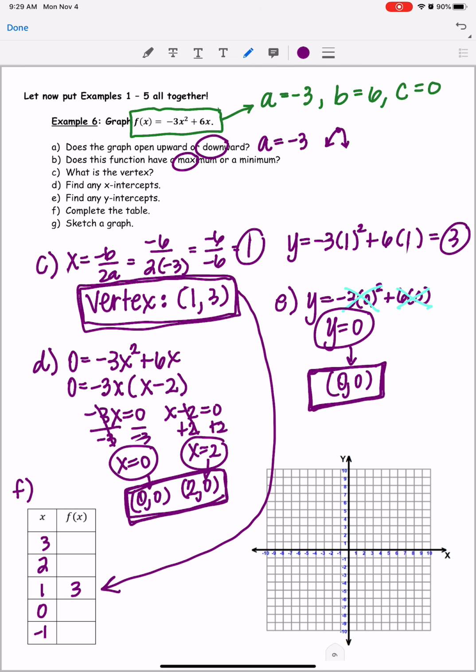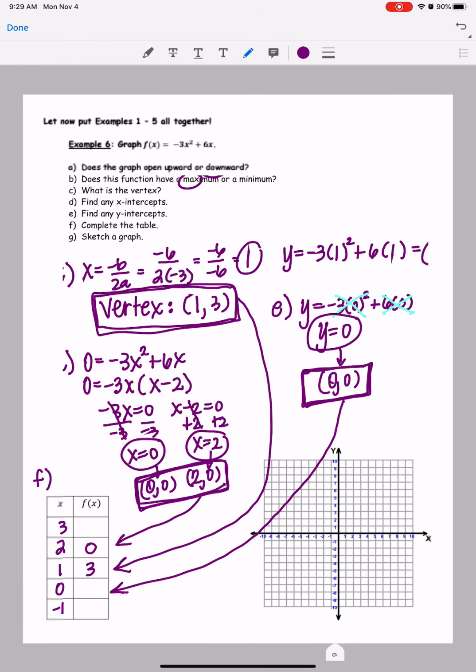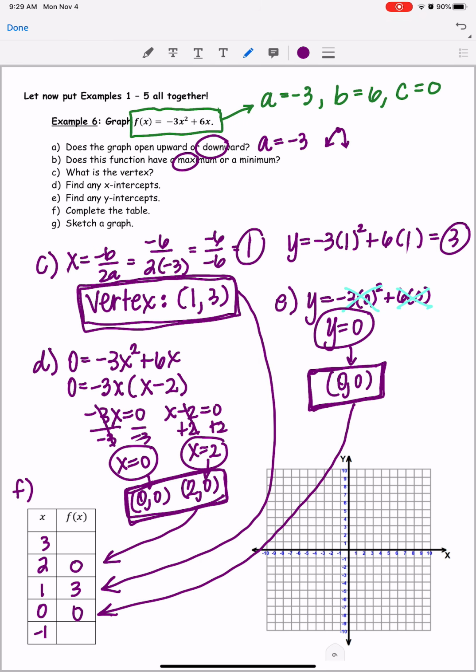But like I said, some of this we already have. So right here, when x is 2, your y or your f of x is 0. When x is 0, you can either grab it from here or here. But that is 0, which should make sense, right? Those are supposed to match each other. So the only thing we're really needing to plug in is that 3 and that negative 1.